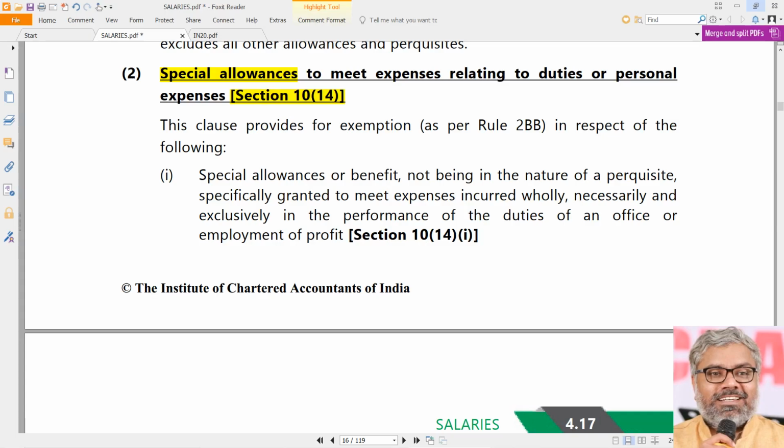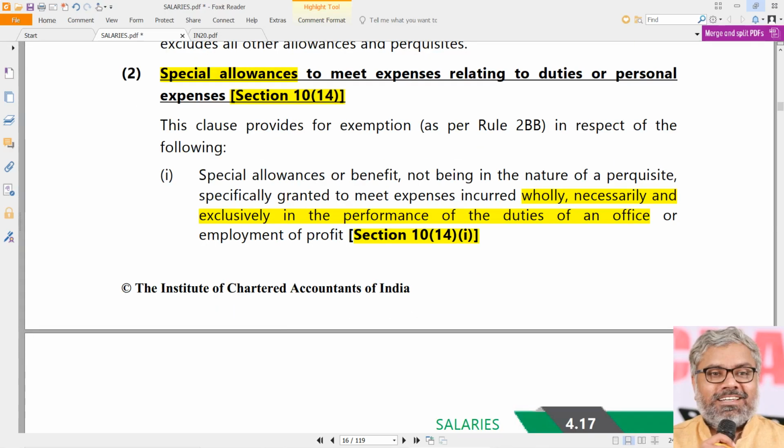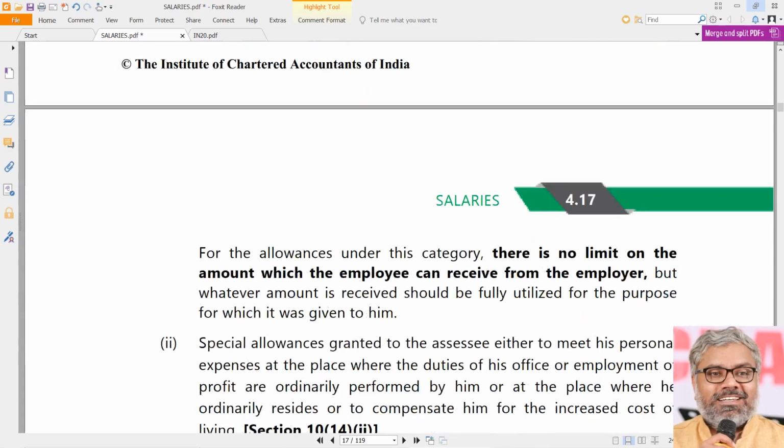But the first category is those allowances which are given wholly, necessarily and exclusively in the performance of duties of an office. So first category of these allowances, 10(14)(i), is allowances given to the employee, cash given to the employee, but for what purpose they are given? To meet some expenditure while performing the duties. In that case, what is the situation? How the exemptions will be? That is contained in 10(14)(i).